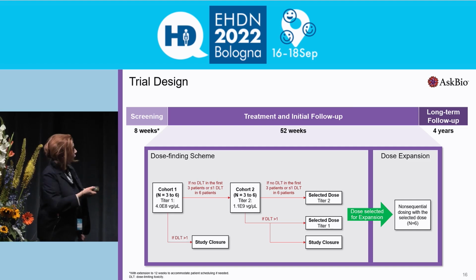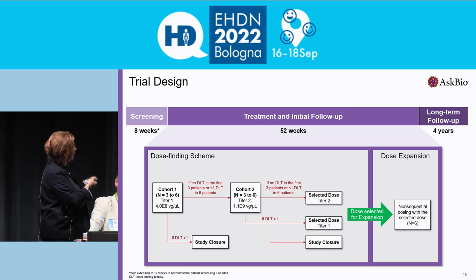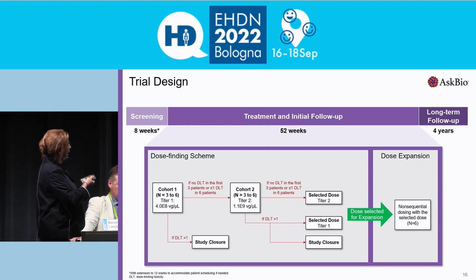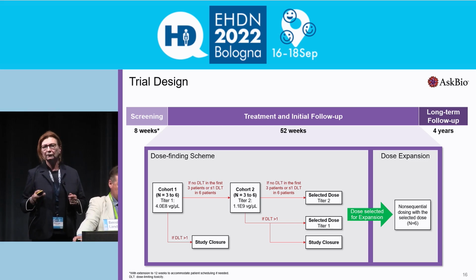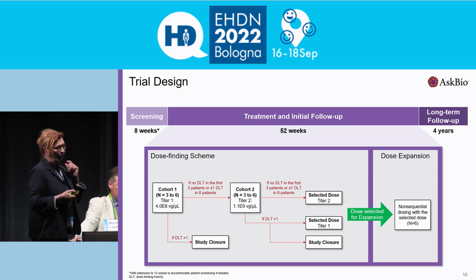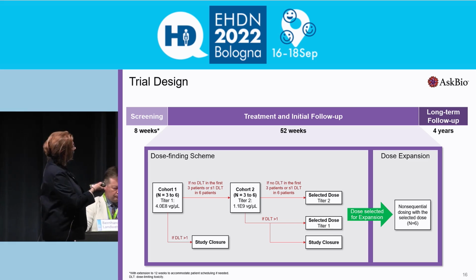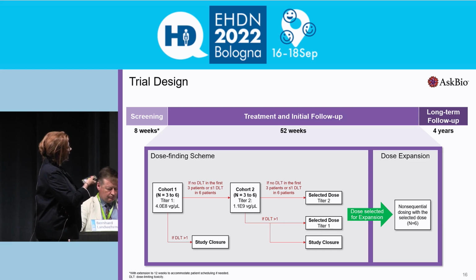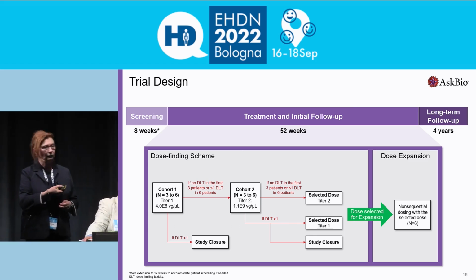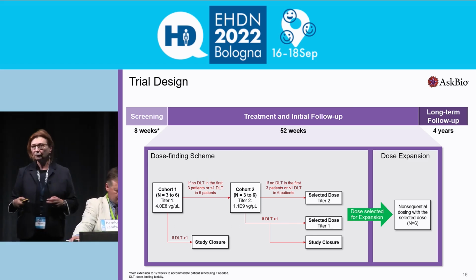We will use 2 different doses and 3 patients per cohort, with 6 weeks between each patient and a very strong safety follow-up. DSMB meeting after the first and the second cohort. We will have a selection after the end of the second cohort to define the expansion phase for 6 more patients.